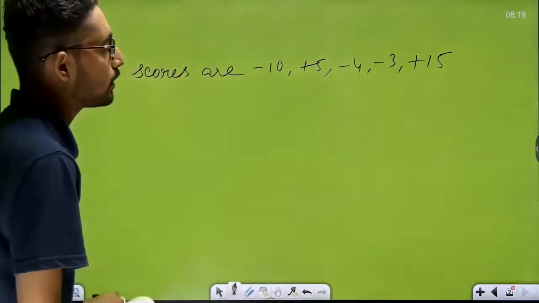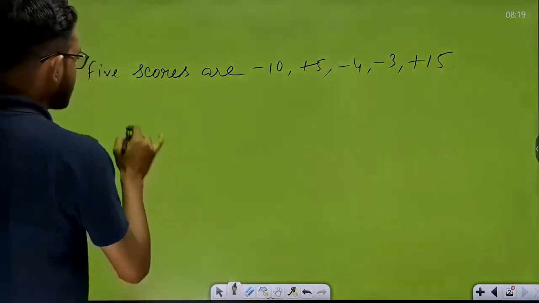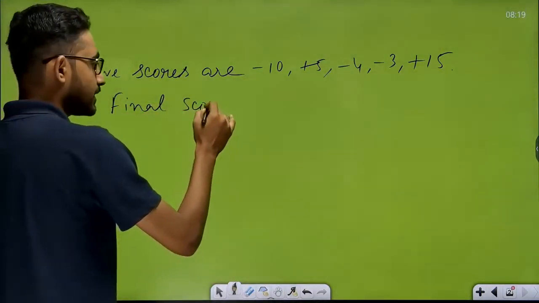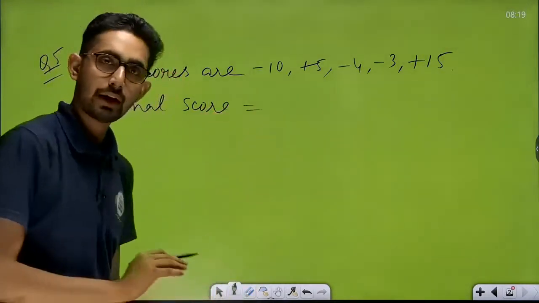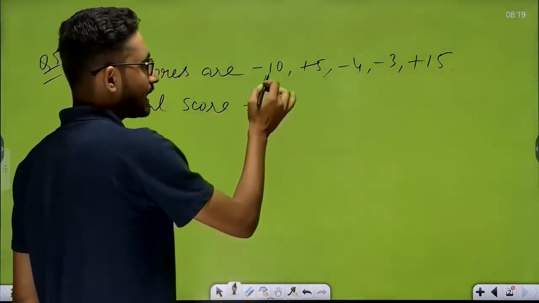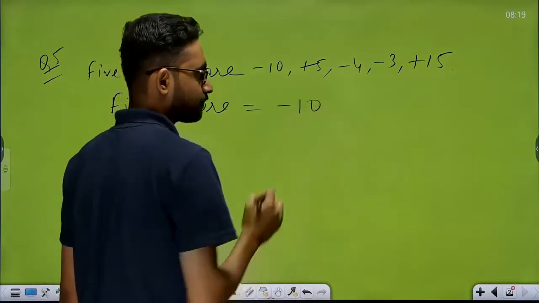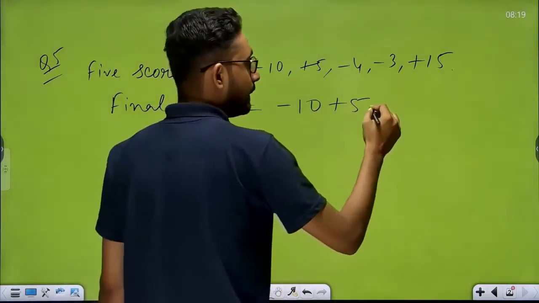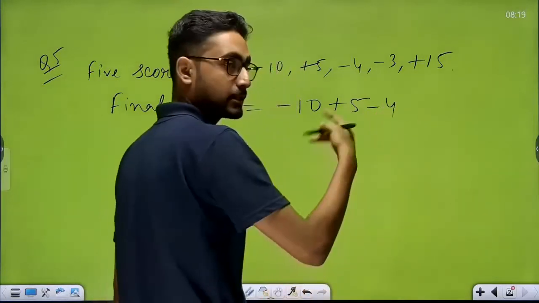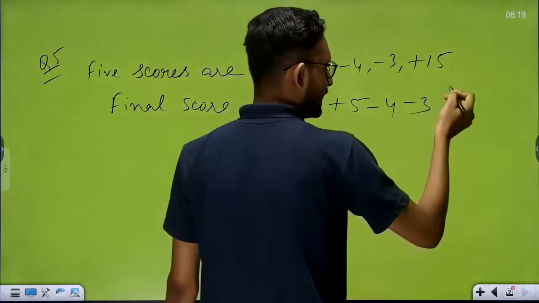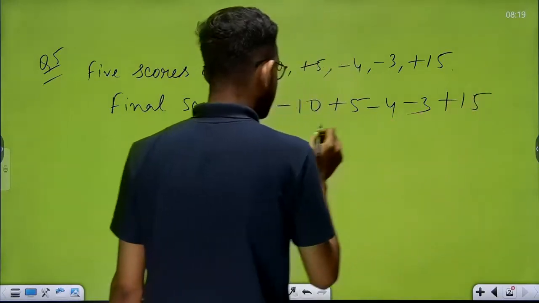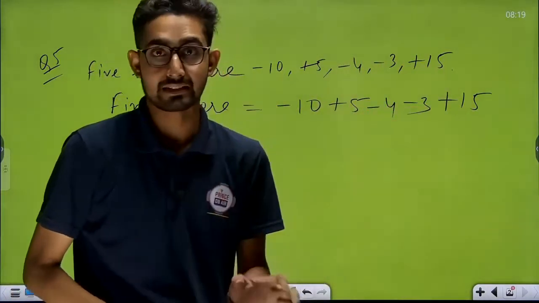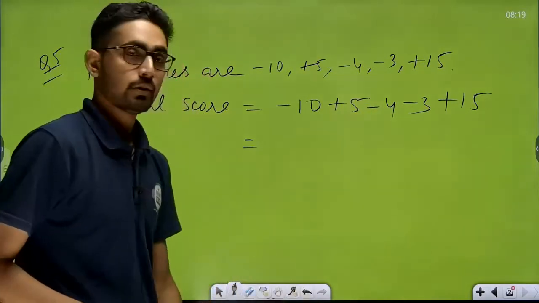Okay, now what do we have to do, students? Simple, we have to find the final score, so we have to do addition. Look, in the first round what was the score? -10. Then next +5, then -4, then -3, then +15. So what is the final score? What was the score at last? So what do we have to do?